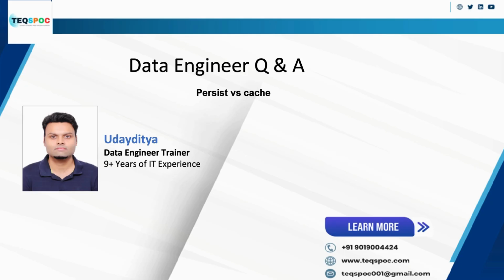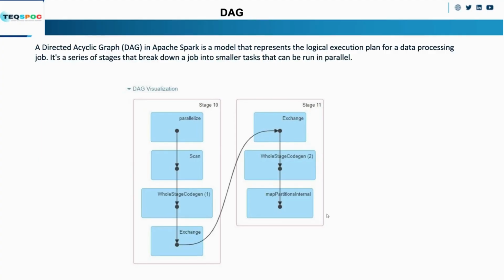So before getting into the explanation of persist and cache, what they are and how they work, let us take a look at Spark DAG. What is Spark DAG and how does it work? A DAG, also known as a directed acyclic graph, is a model that represents the logical execution plan for a data processing job. It's a series of stages that break down a job into smaller tasks that can be run in parallel.